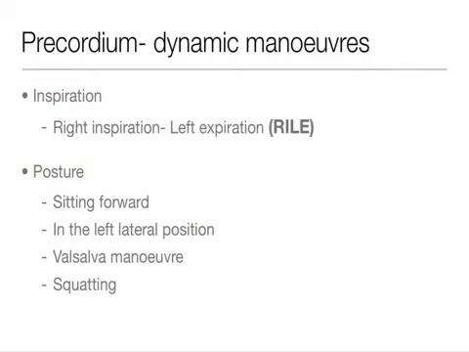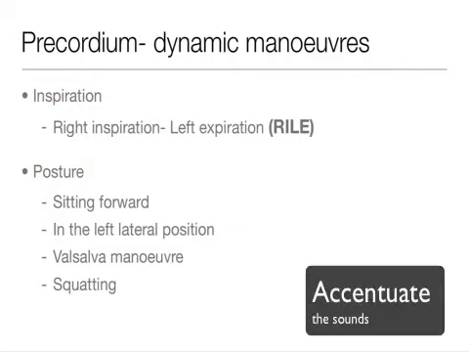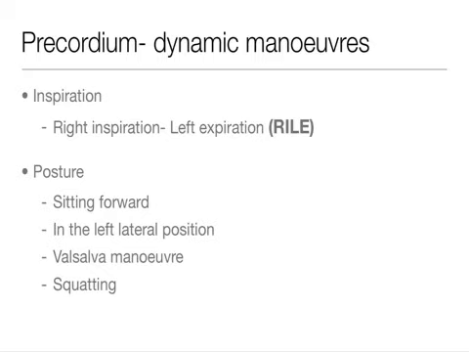So murmurs are often difficult to hear, and there are various techniques that we can use to accentuate them. Murmurs change with inspiration, and the way this affects the murmurs can be remembered by the mnemonic RILE. Right-sided murmurs, be that of tricuspid or pulmonary origin, are increased by inspiration, and left-sided murmurs of mitral and aortic origin are increased by expiration.